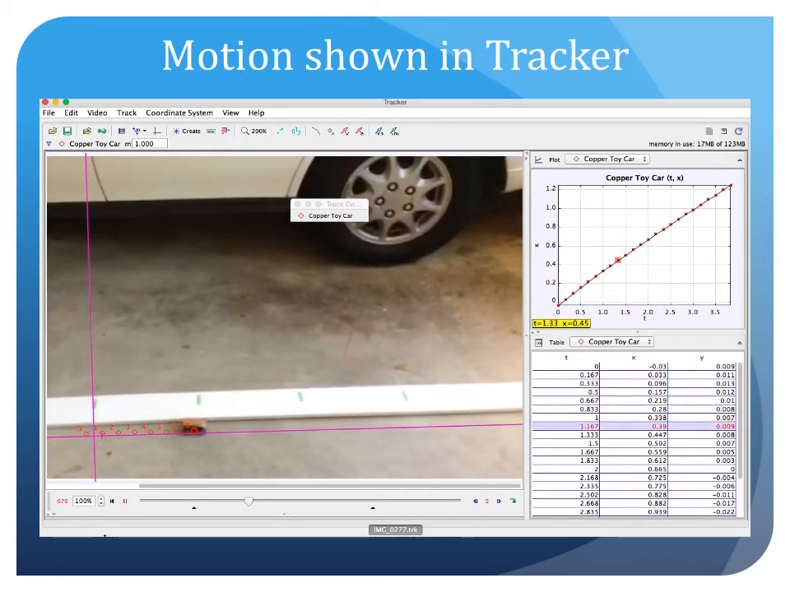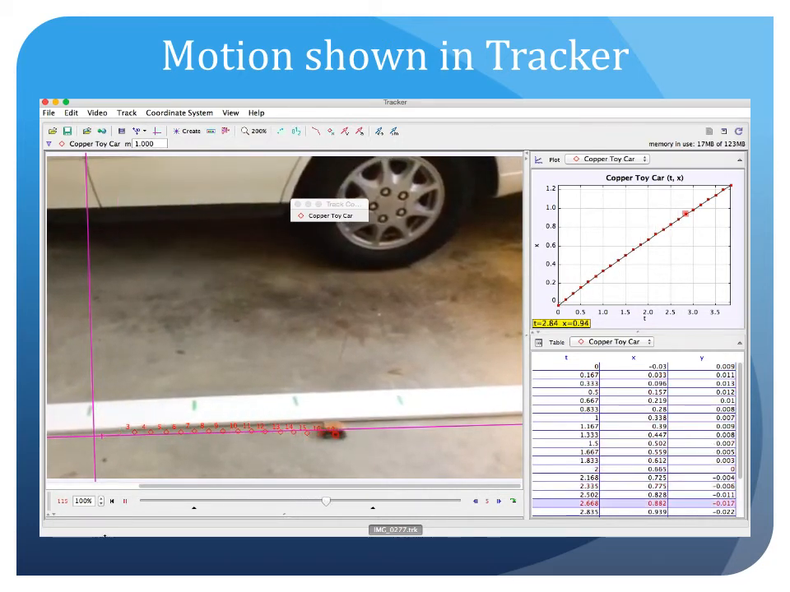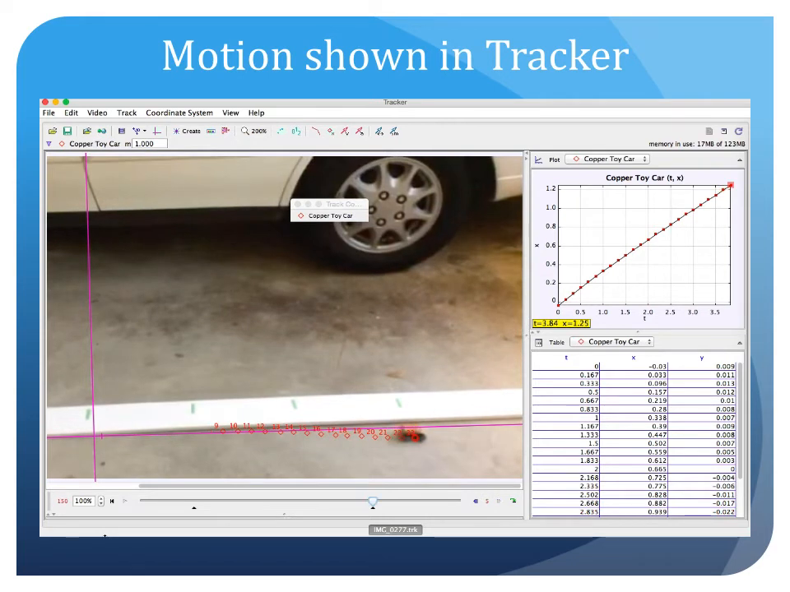Here is the video of the motion of the car analyzed in Tracker. As you can see from the position versus time plot on the right-hand side of the screen, the velocity appears to be constant, as the slope yields a rather linear-looking line.